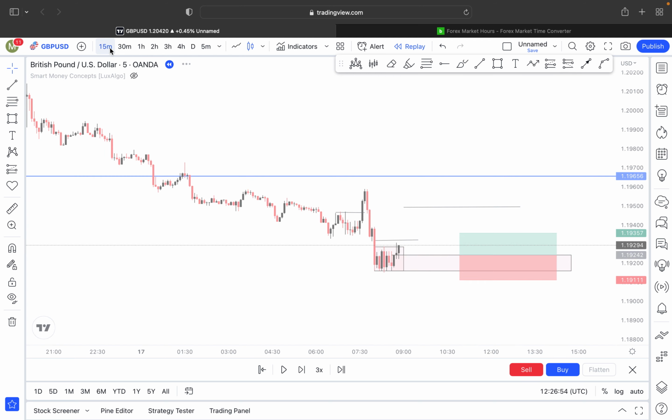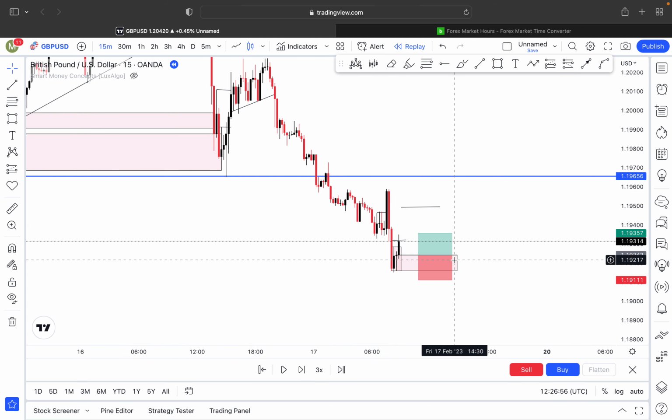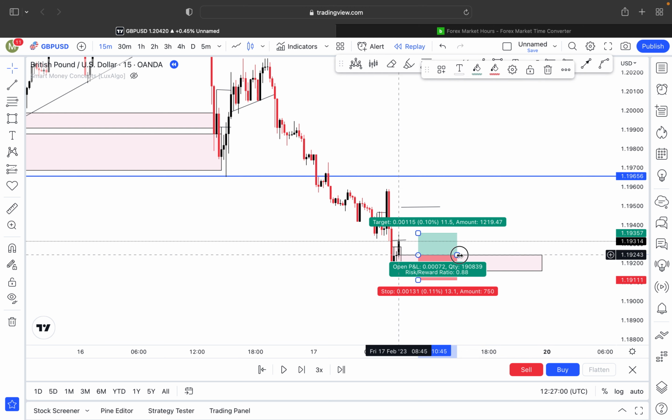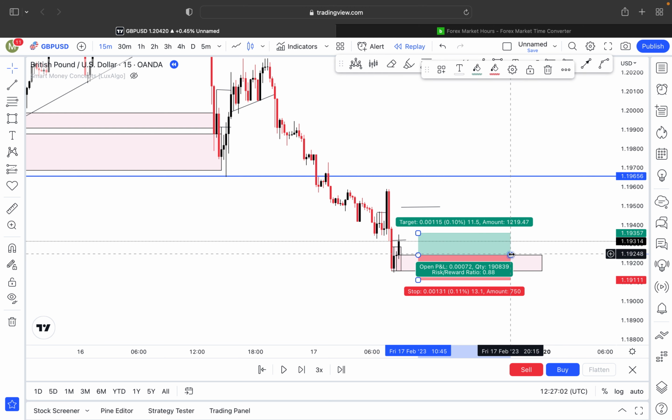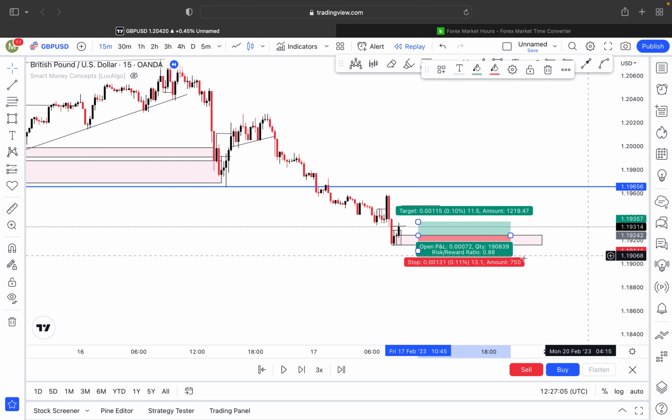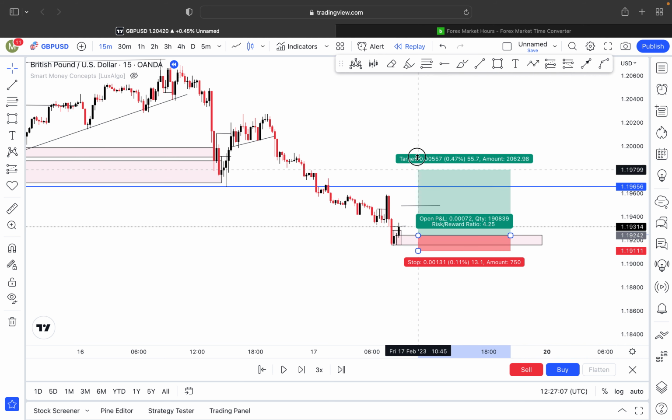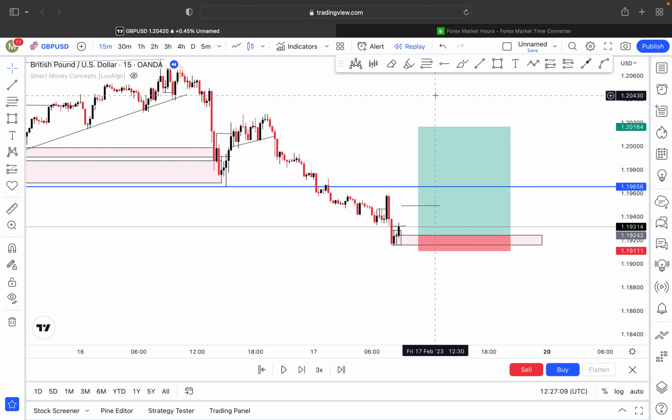Switching back to the 15 minute to know where price might actually get to, because I take my entries on a smaller time frame, but having a higher view of the market, like seeing where the market might possibly go to. Now I had this area here in mind.